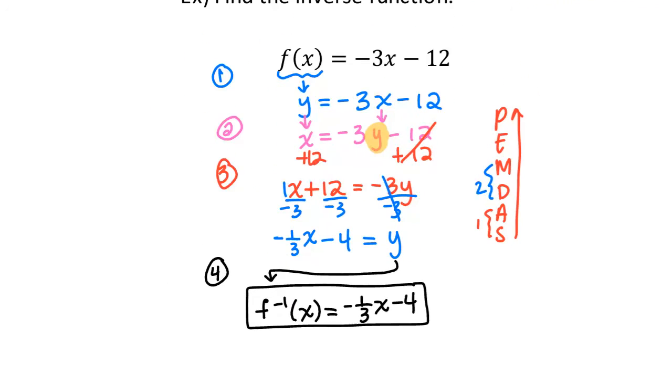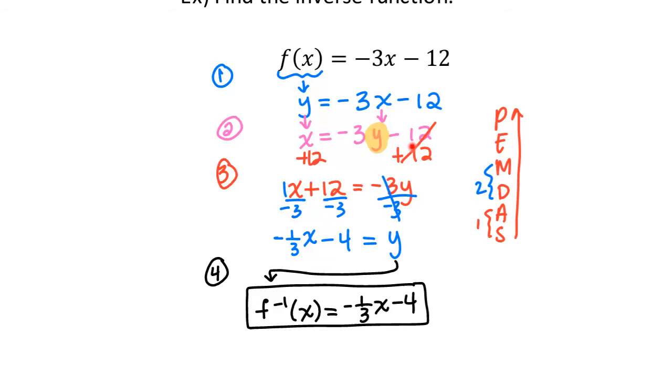Okay, so just to review, again, step number 1 is to take the function notation, change it to y. Everything else stays the same. Step number 2, the y switches to x and the x switches to y, and everything else stays the same. And then we do PEMDAS in reverse. So get rid of adding and subtracting first.